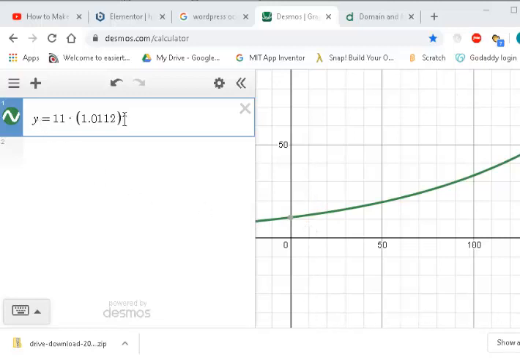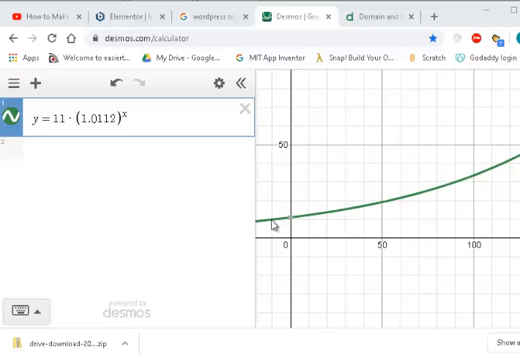Now, when you plot this one, you can see that the y-intercept is 11. This means the initial value of the population at 1996 is 11 million, which is the same as making x equal to 0. Any number exponent 0 is 1. So 11 times 1 is 11, which is in fact 11 million. And you can see as you go from left to right, the y values are increasing, so this represents an exponential growth function.